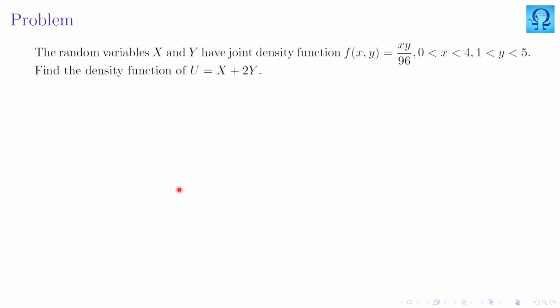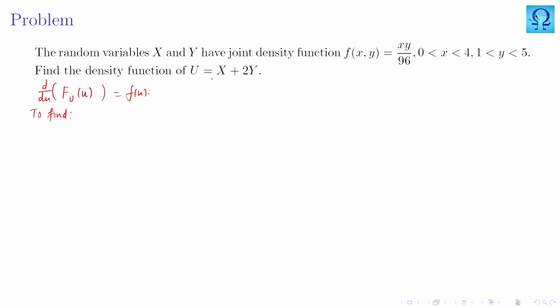Moving to the next problem. This doesn't concern bivariate normal distribution, but it deals with the transformation of random variables. Here we are asked to find the density function of this variable U. First of all, let us try to find the distribution function and finally differentiate it to get the density function.